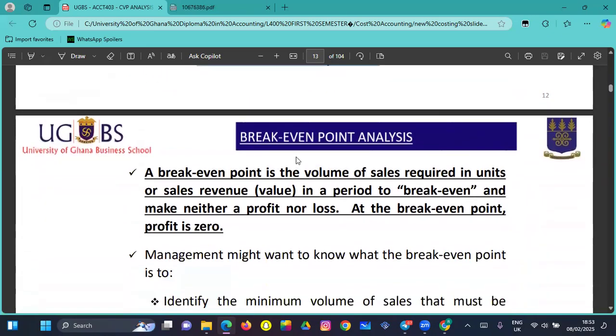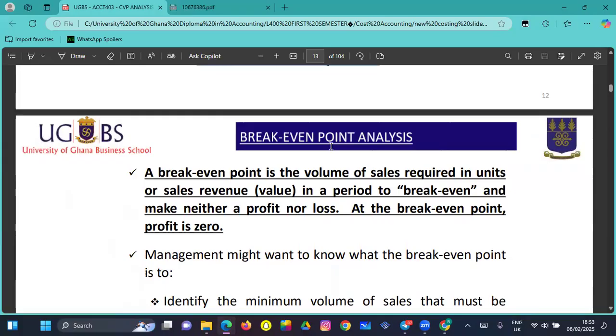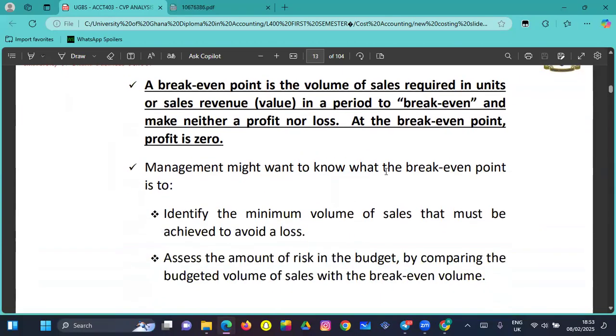So basically, this conversation has said all about what we are coming to do today. So we move on to break-even point. Break-even point is a point where we are either not making a profit or not making a loss. So it is a point where profit is zero. It can be in units or in sales. Management might want to know what the break-even point is to identify the minimum volume of sales that must be achieved to avoid a loss.